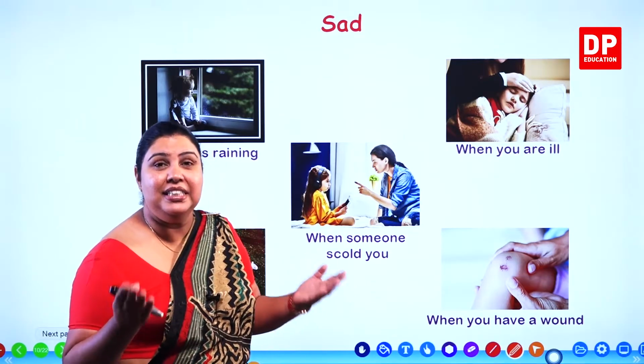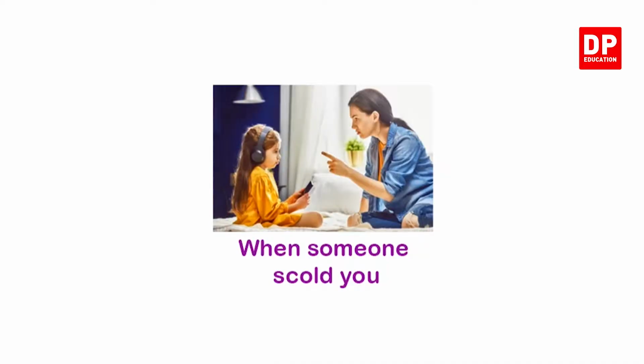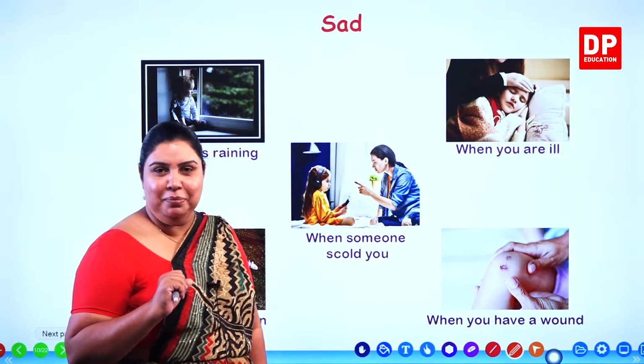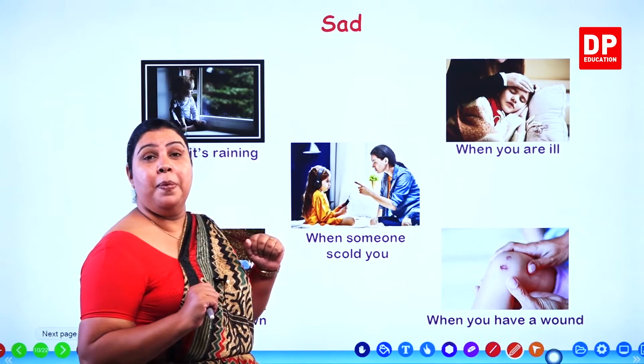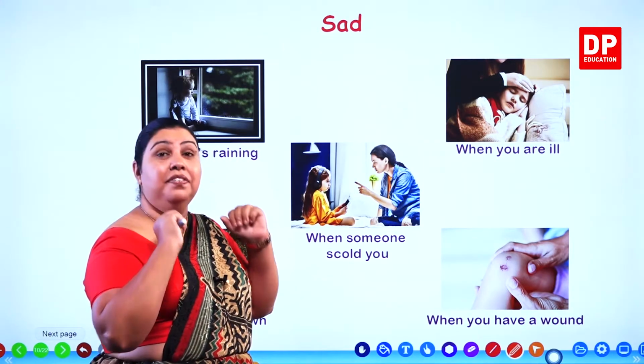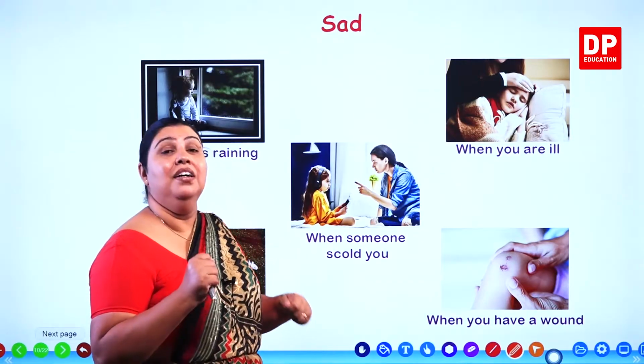So you will feel sad. At that time you are going to feel sad. Now look at the picture. Now why is this little girl sad? Because the mother is scolding her. Why is the mother scolding her? Now look at her. She is looking at the phone. She's with her earphones. She doesn't listen to the mother. She wants to play with the phone.